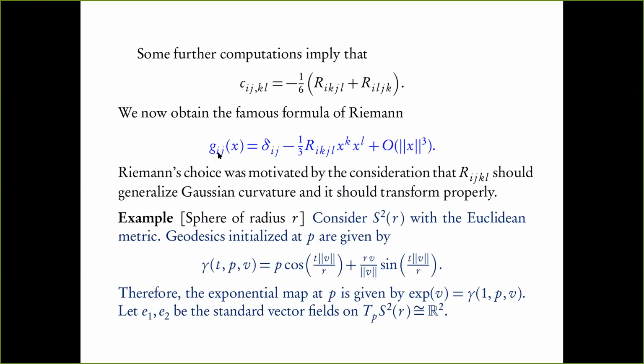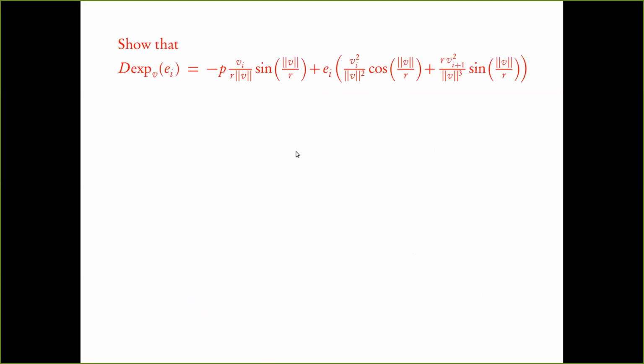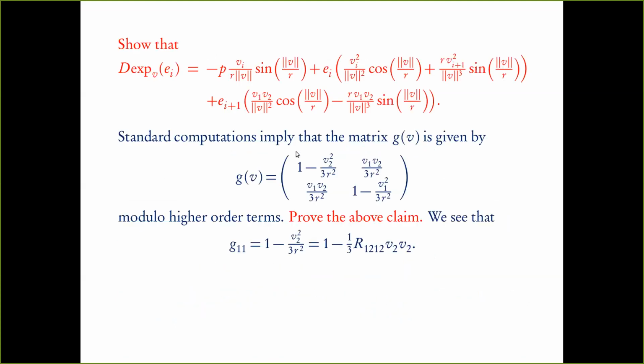In the expansion of Gij, it's rikjl, and what appears here is xkxl up to a minus 1/3. So this is what Riemann tells you, right? But if I compare with what we have, what do we get? We get r1212 is 1 over r square, right? Is that okay with everyone?